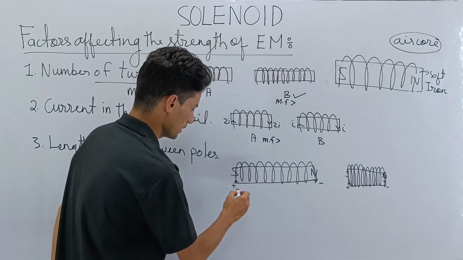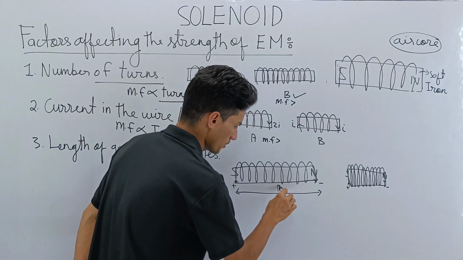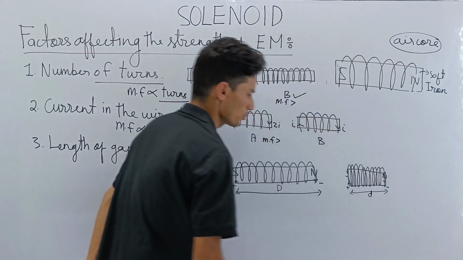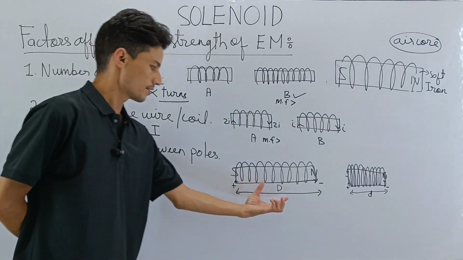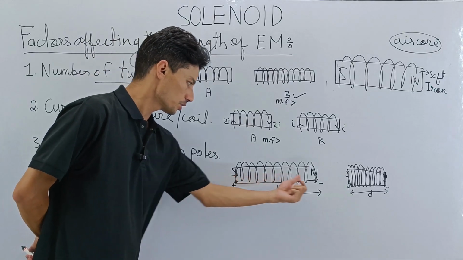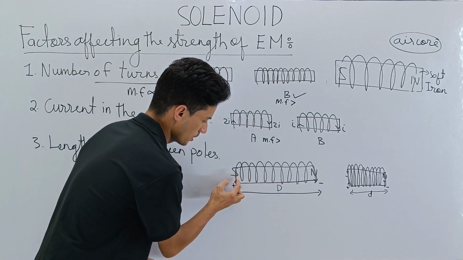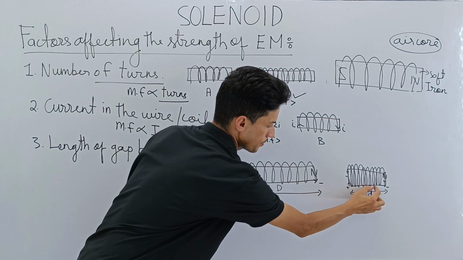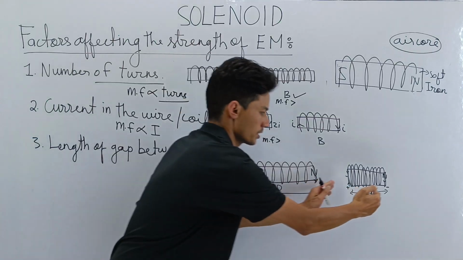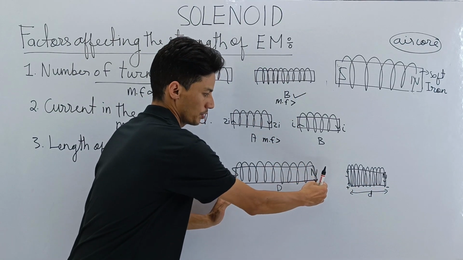Now, the distance between the poles here is bigger, so let's write D. The distance between the poles here is smaller, so let's write a smaller d. So more distance here, the length of the gap between the poles. From this pole to this pole, or you can even take this one into consideration also. Here the gaps are less, and here the gaps are bigger. The number of turns is the same, but check out the length of the gap between the poles.